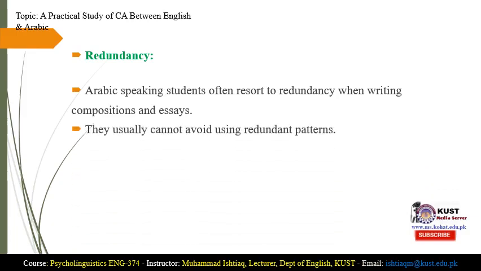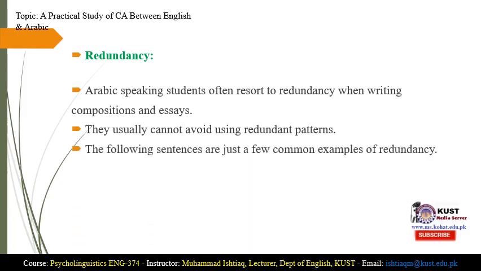For instance, they usually cannot avoid using redundant patterns. How? The following sentences are just a few common examples of redundancy, meaning using extra, non-essential things. For instance, Mona lives alone by herself. Mona lives alone is enough. By herself is redundant. Or we may say Mona lives by herself. It's enough. Alone is redundant. Meaning one of the two should be removed, either alone or by herself, because it gives redundant information. Mona lives alone is enough, or Mona lives by herself is enough, whereas writing Mona lives alone by herself is redundant.